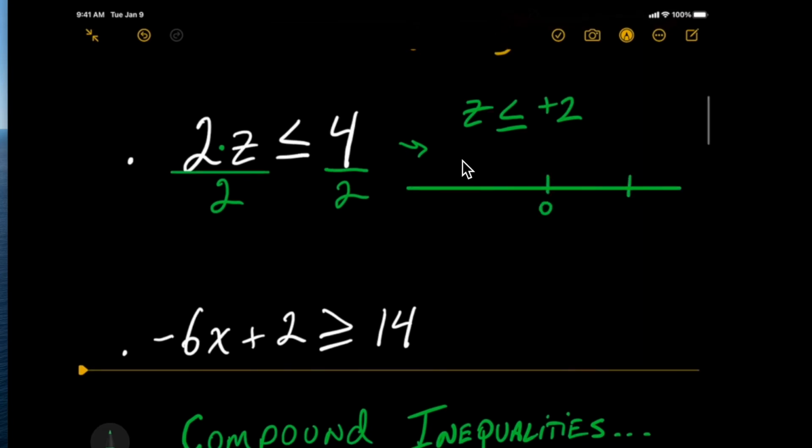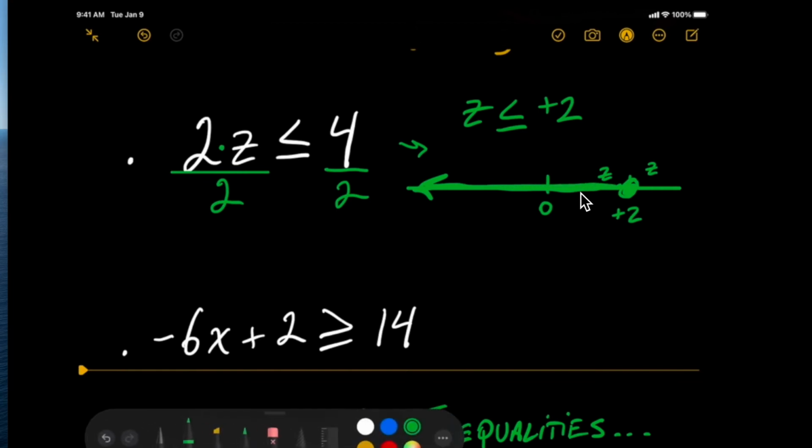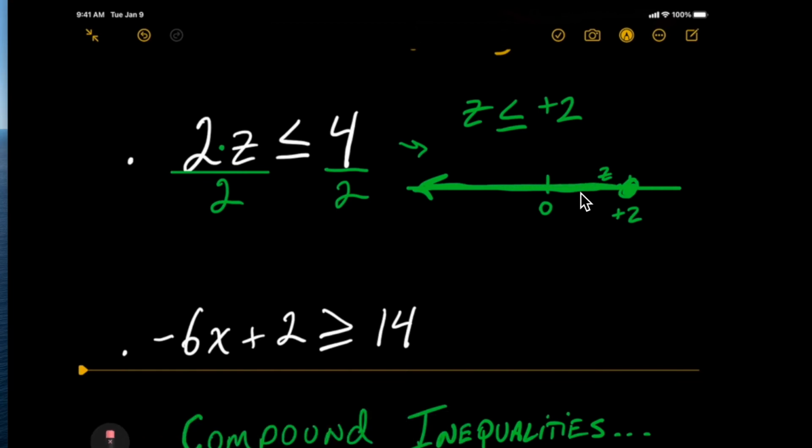We go to +2. Because this is a less than or equal to sign, we use a closed circle. We put a little miniature z on either side of that closed circle. Then we go back to the problem. They want to know where z is less than or equal to 2. That's going to be this z right there. So we're going to shade this way, and we're going to disregard this z.